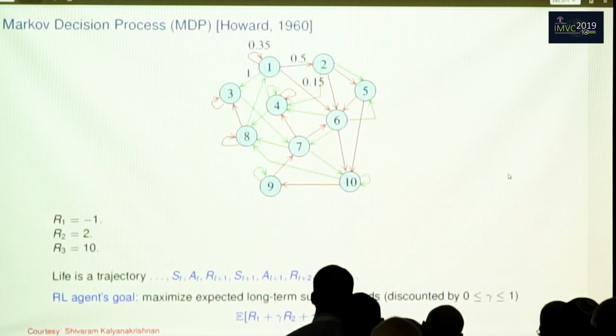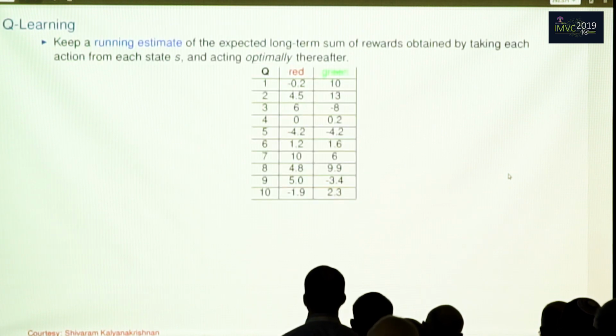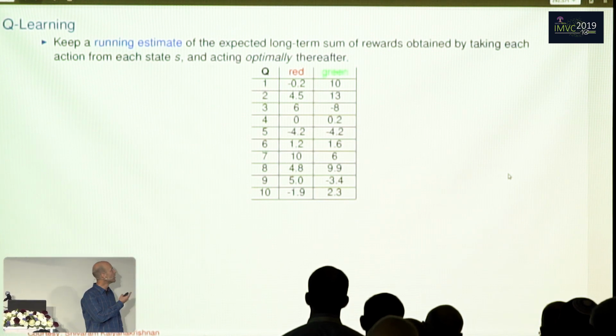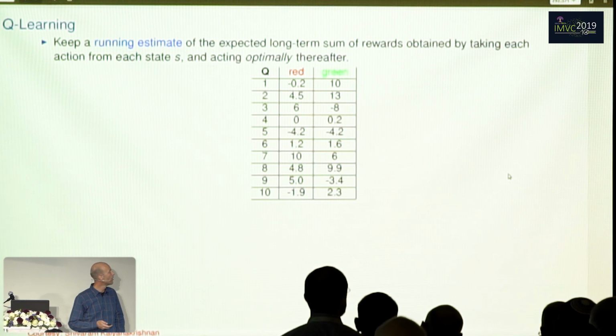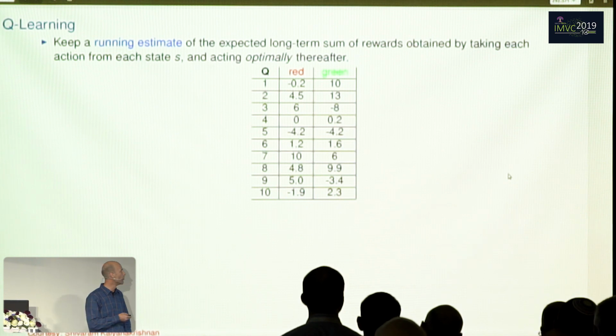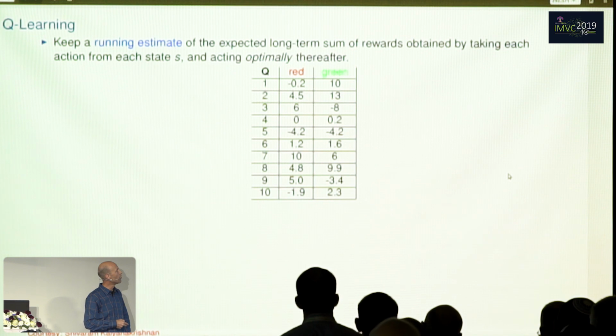Okay, so let's go back to our small MDP example and assume that we don't know these transition distributions. So we can execute some reinforcement learning algorithm. In that case, Q-learning, probably the most famous RL algorithm. And the way Q-learning works is by maintaining a table where the rows are all the possible states, and the columns are all available actions.